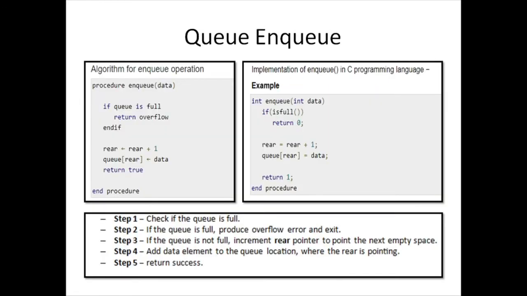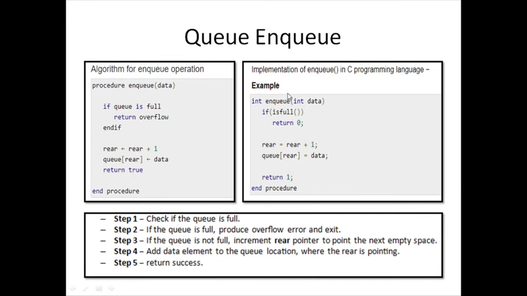So let's now take a look at the algorithm and the C language equivalent. Procedure enqueue the data. First we check if the queue is full. If the queue is full, then return overflow. So if the queue is full, produce an overflow report. Then the third step, if the queue is not full, increment rear. So in this case, rear is equal to rear plus 1 to point to the next empty space. And then add the data element to the queue location, where the rear is pointing. And then return success. So return true.